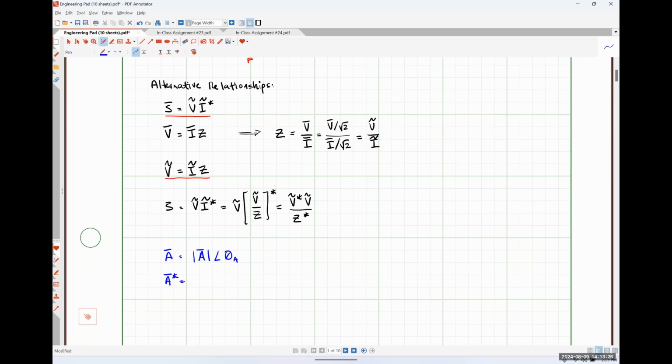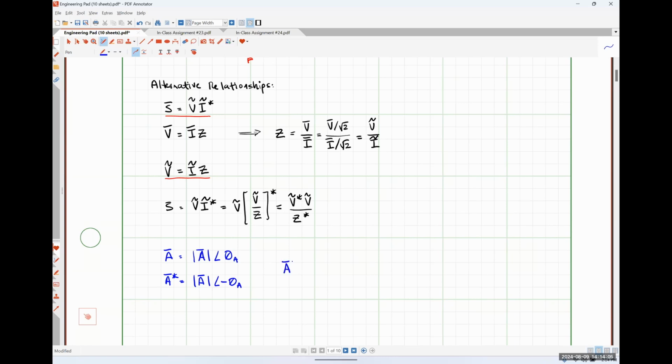So does anybody remember what the conjugate operation does for us? Or how to do the conjugate operation, I guess would be a better way to phrase that. Doesn't that just change the magnitude? So it doesn't change the magnitude, it changes the sign on the angle. So in polar form, the conjugate operation changes theta A to negative theta A. In rectangular form, it just changes the sign on the imaginary part. So A conjugate would look like the magnitude of A with an angle of negative theta A.